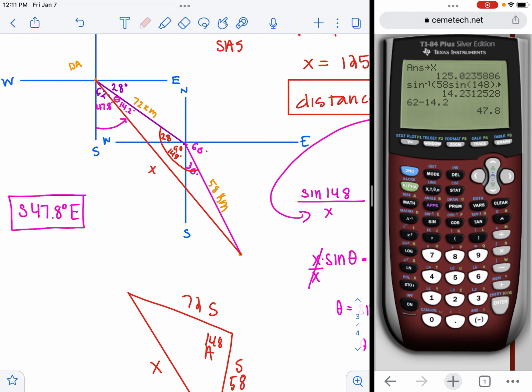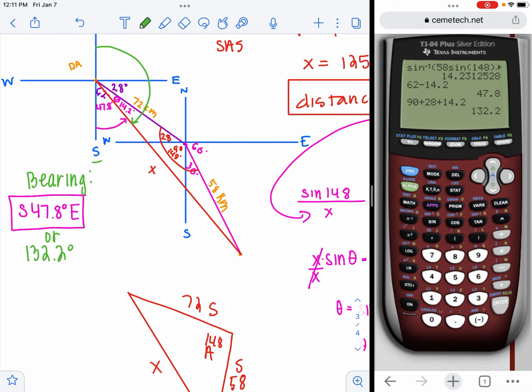Okay, I also could have used from north. So I could have also, let me use green here, from north, gotten this angle right here. So I could have done 90 plus 28 plus 14.2, and I could have put 132.2 degrees. So this is the bearing, and it's either one of these.